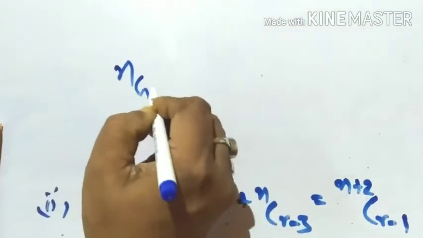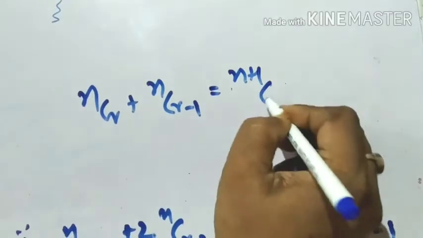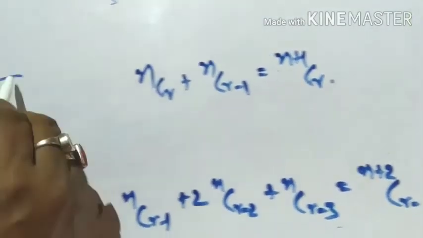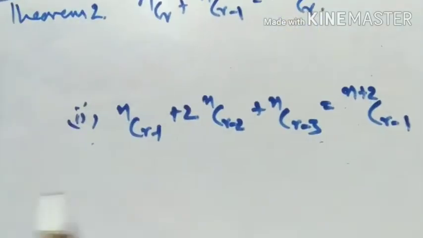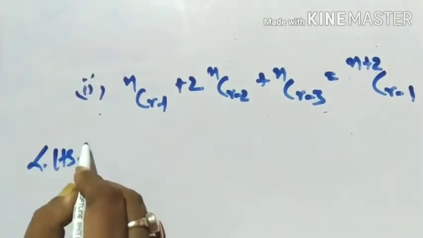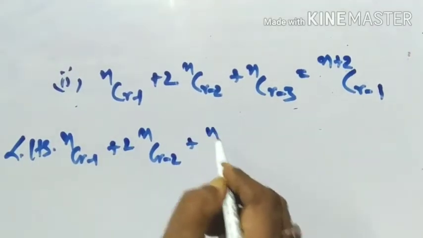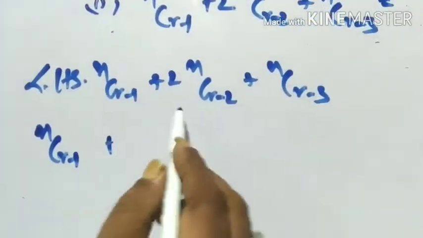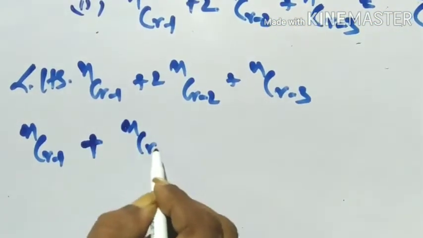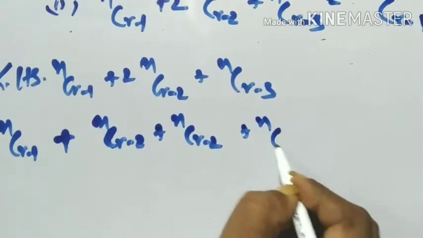This theorem 2: nCr + nC(r-1) is equal to (n+1)Cr. We are going to take the help of this theorem 2. Now, we will write the left-hand side. Your left-hand side is nC(r-1) + 2nC(r-2) + nC(r-3). Now, you can write it like this: nC(r-1), here this is 2, therefore nC(r-2), again plus nC(r-2), plus nC(r-3).